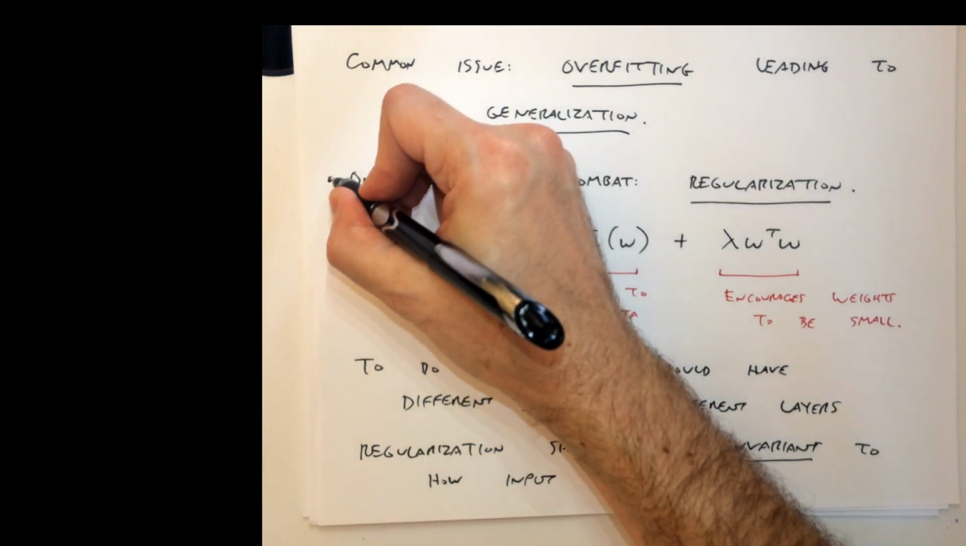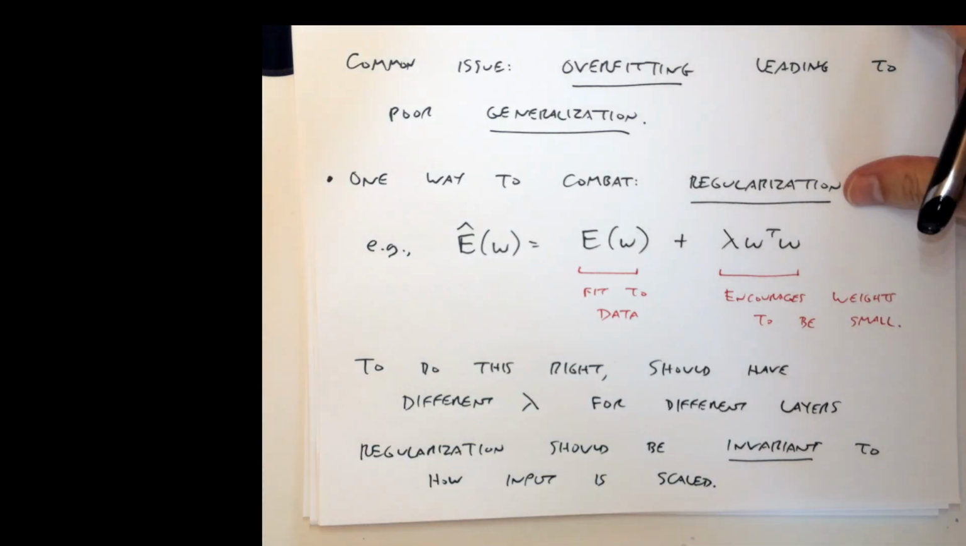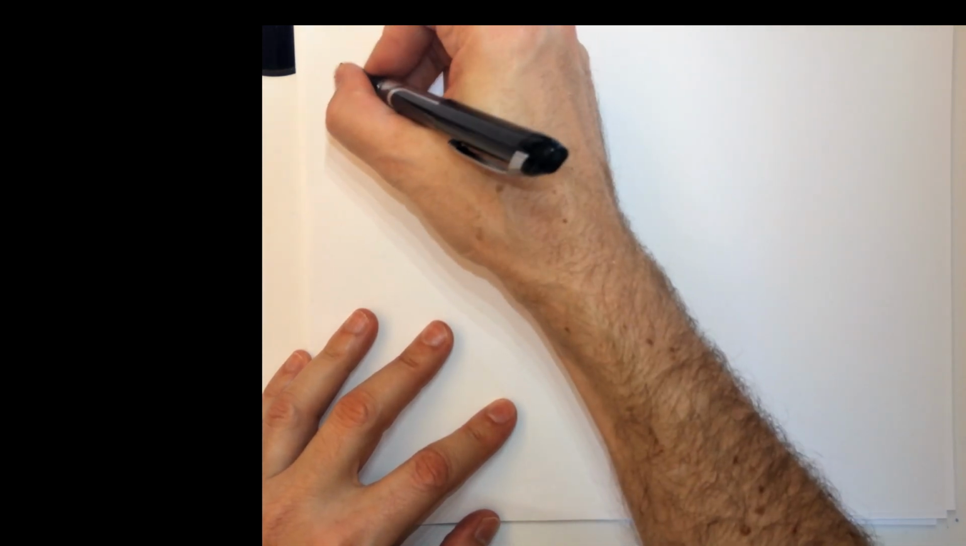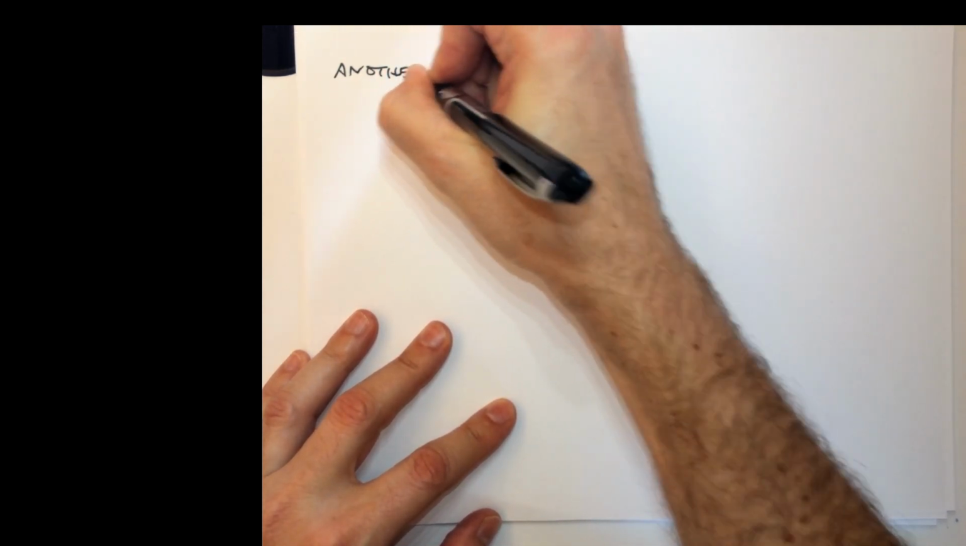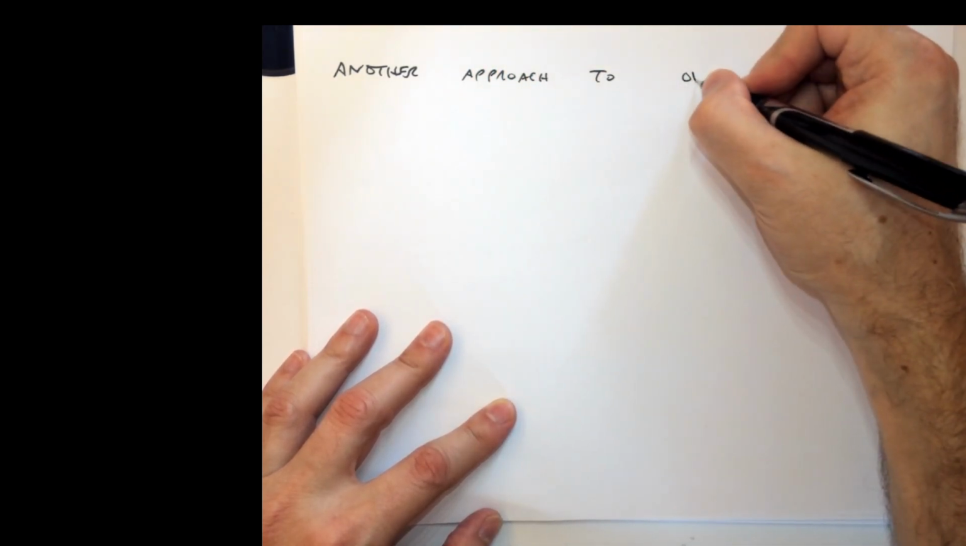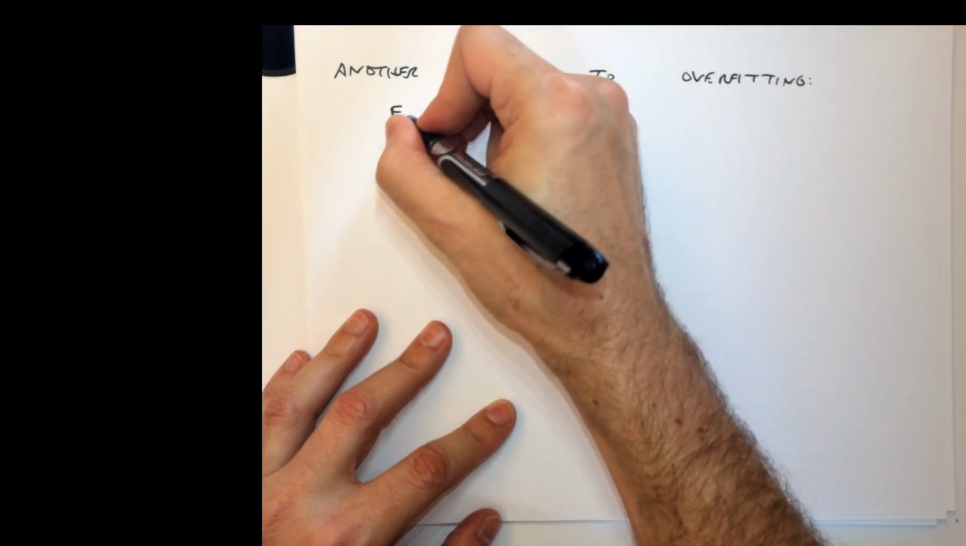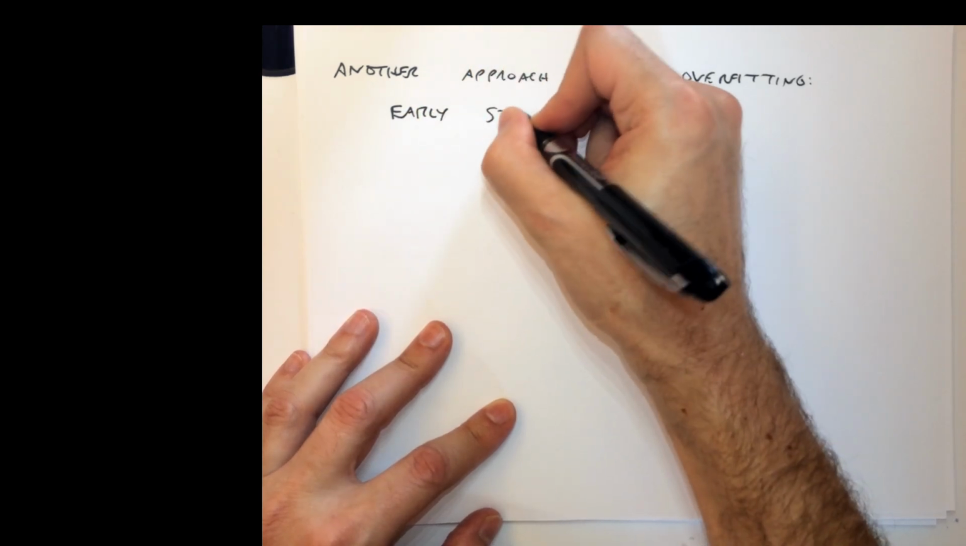Another thing that you can do to combat this overfitting problem is what's called early stopping. So another approach to overfitting is what's called early stopping.